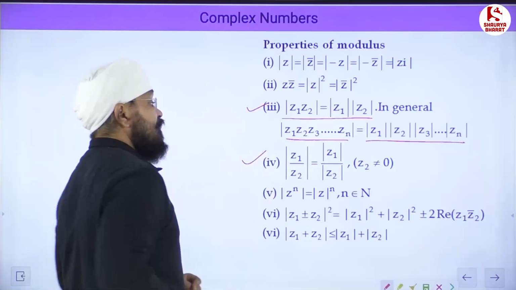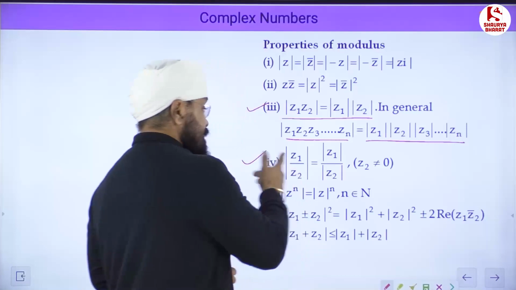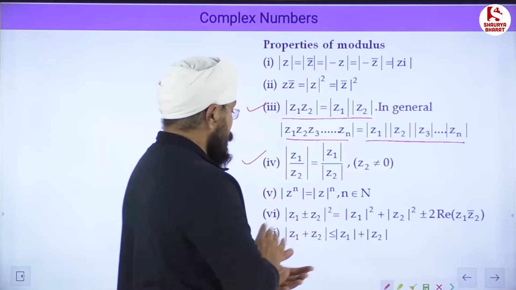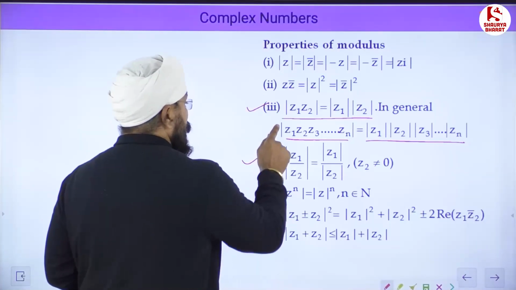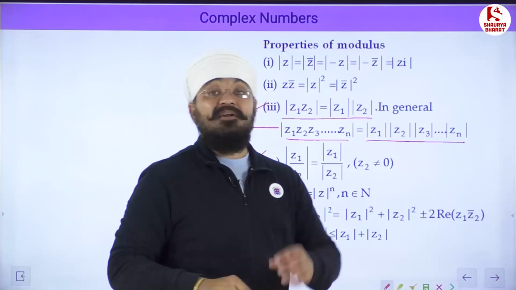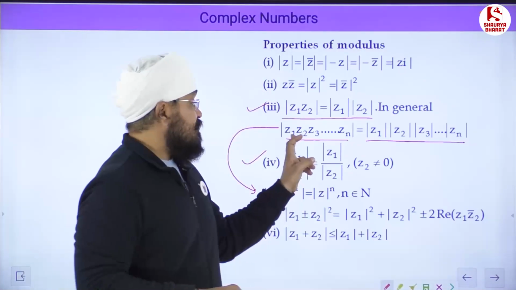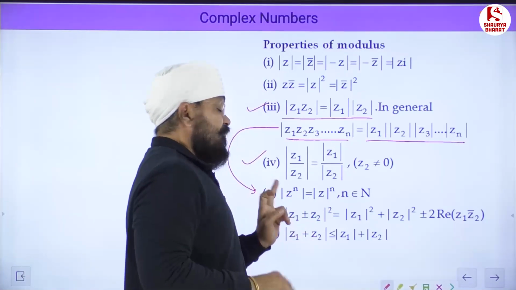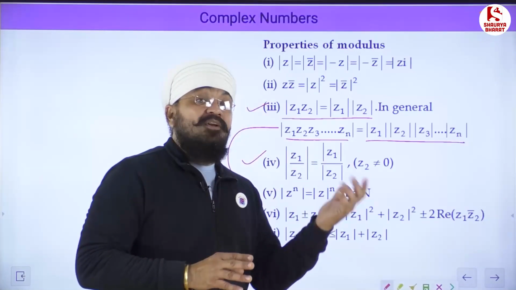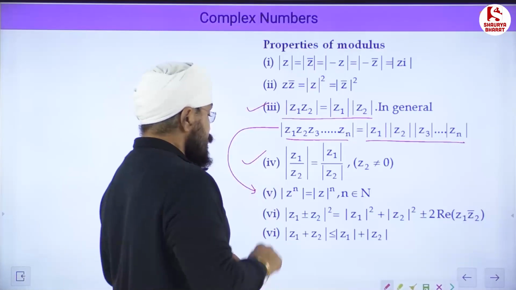In the same way we are having for division. For division also the same concept is there. Modulus of the division is division of the modulus, and this is obtained as a derived part of this property only. If all the complex numbers are all z, this becomes z to the power n. So, we can say modulus of z to the power n is power n of the modulus of z. So, this you have to remember.